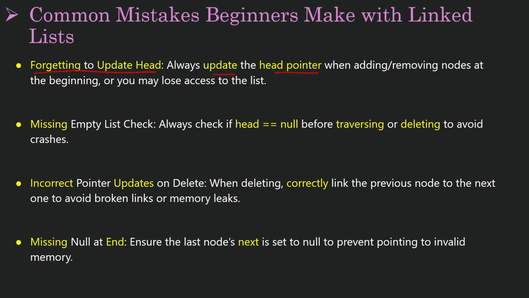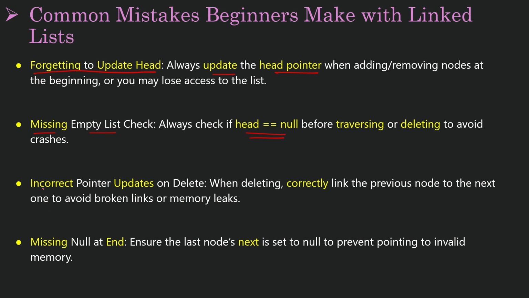For example, if you add a new node but don't set the head to point to it, you'll still be pointing to the old head, and your new node will be lost. Not handling the empty list. If your linked list is empty, head is null, and you try to delete a node or traverse, your code might crash. Always check if the head is null before performing operations.